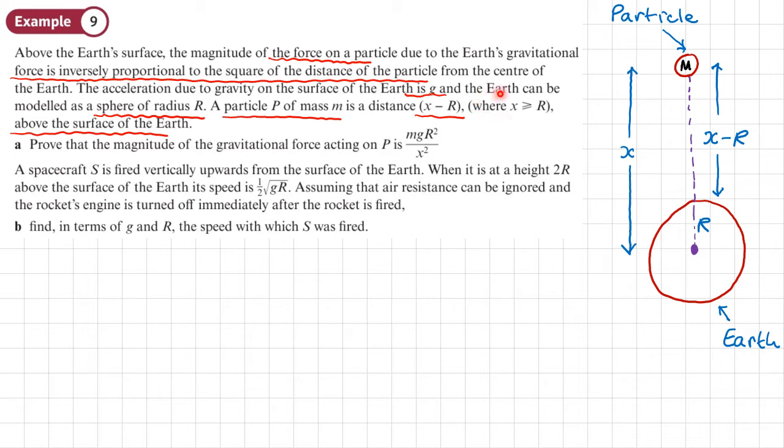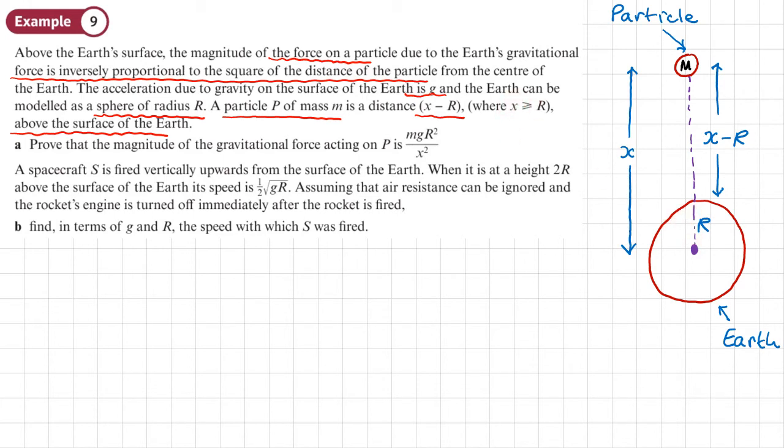Now, this bit here where it says x is greater than or equal to r basically means that the particle can be anywhere above the Earth and actually right down onto the surface of the Earth. So it can be any distance right down to the surface of the Earth, and that would be the case where x is equal to r.